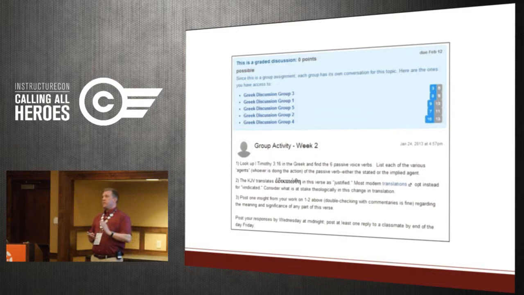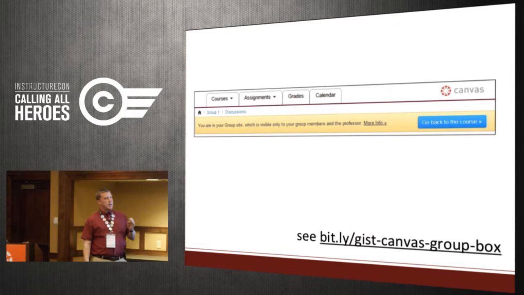I will say, as much as we like groups, we found a little hiccup in the group design, which is that, as you may know, structurally, groups are set up as a course within a course, or a separate area from the course. And the default design doesn't visually distinguish that very well. So I wrote up a couple lines of JavaScript that inserts this message box on top of every group page. It says, this is a group area, it's members only, here's a button to get back to the course.